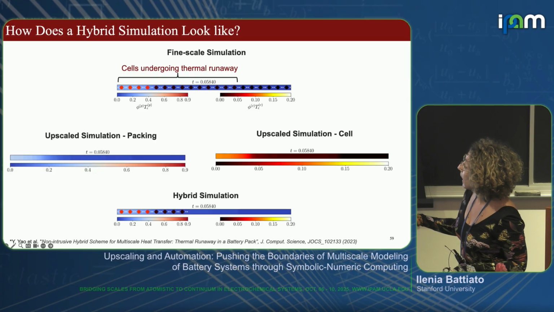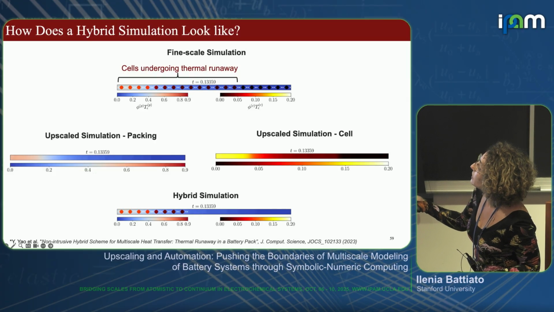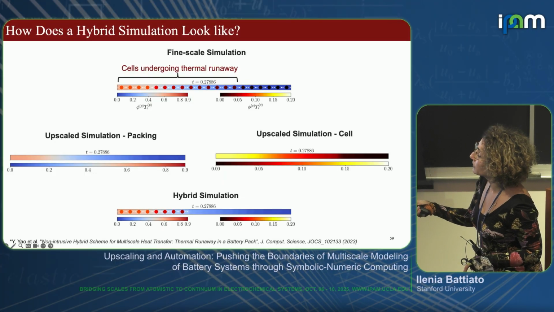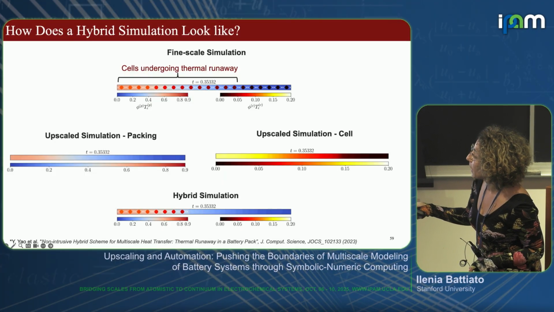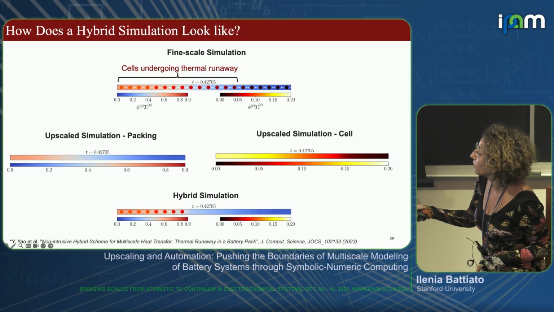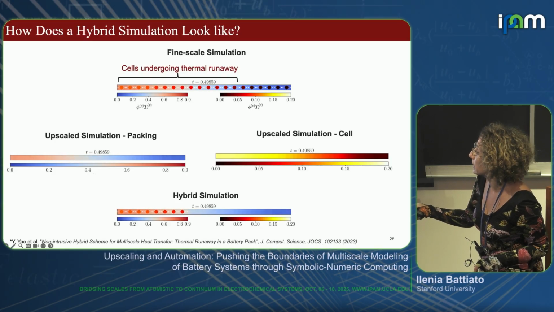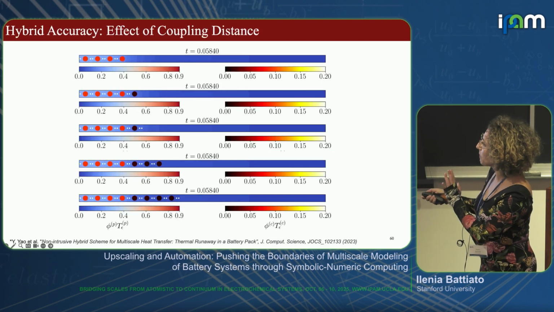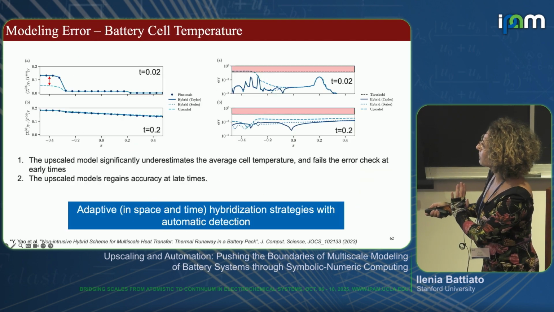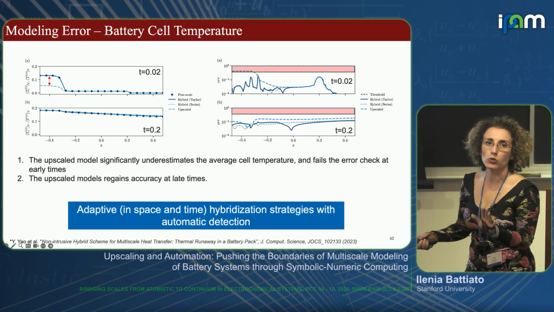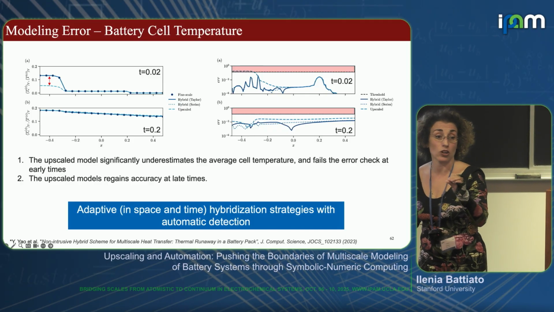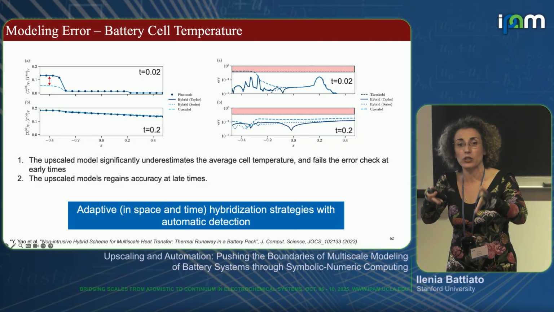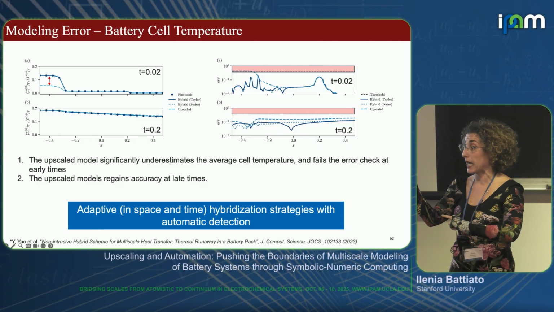How do these hybrid simulations look? This is a fine scale simulation, this is an upscaled simulation, and this is a hybrid simulation. You see here I'm resolving all the structure, and here I'm coupling it with a continuum. Of course, we want to couple it in a way that the error of the coupling, because we introduce error when we couple, is always bounded by the upscaling error.